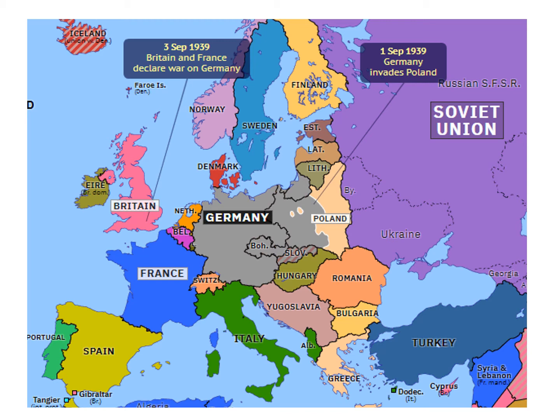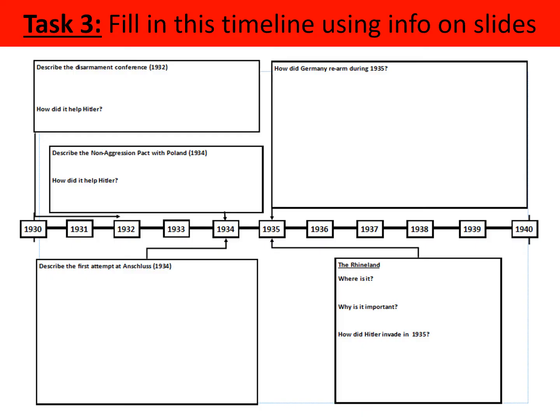Okay, let's look at the next page then. The next page is a timeline. You've got 2 pages of timeline that I want you to fill in today. What I've done is I've created this timeline for you because there's going to be lots of little meetings and conferences and events that we're going to look at that Hitler gets involved in because he wants to achieve one of those 5 aims: Lebensraum, ending communism, reversing the Treaty of Versailles, and so on. And it gets a little bit bitty.